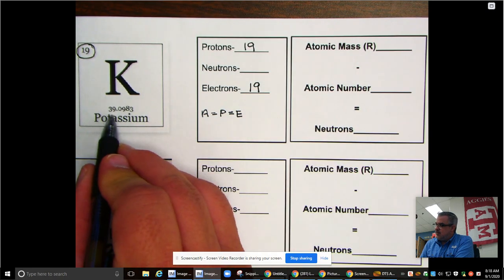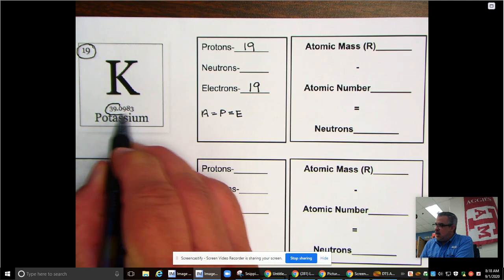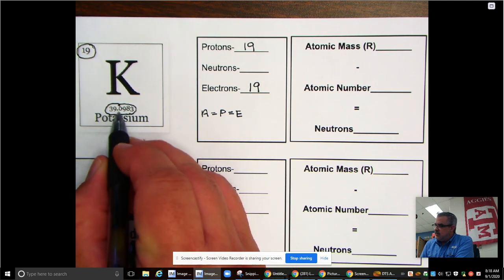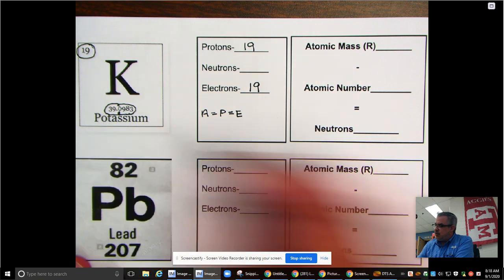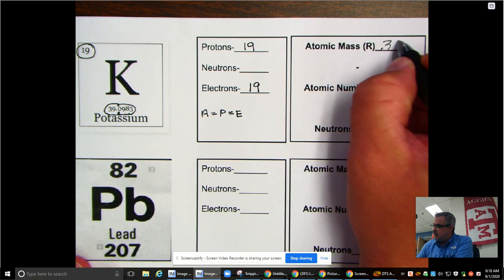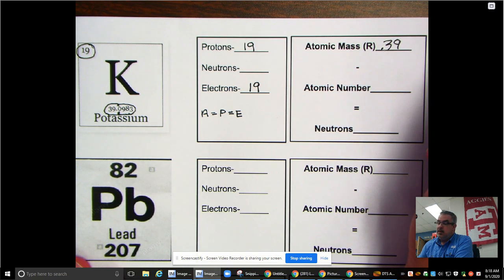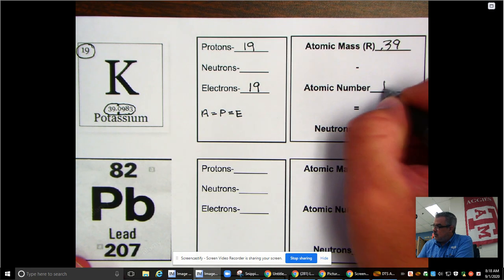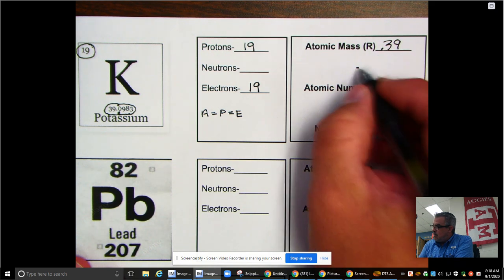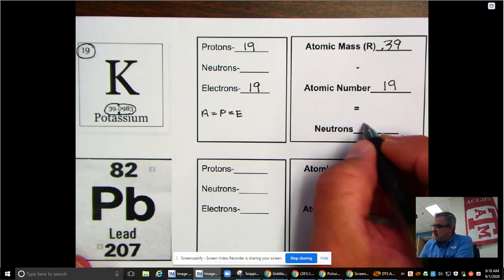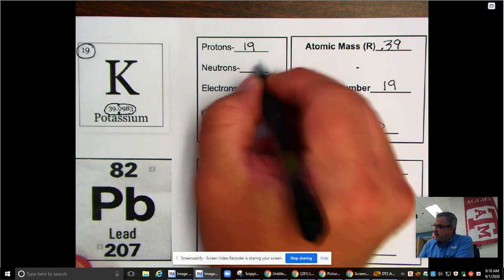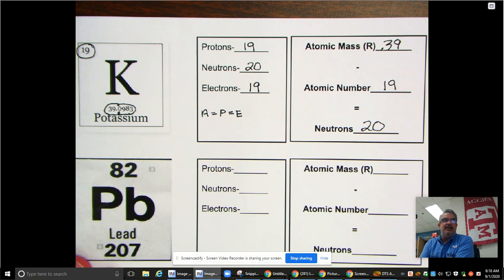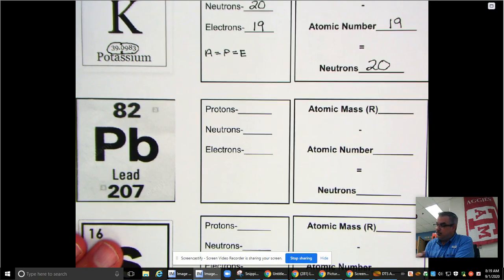So the atomic mass of potassium is 39.09. There's a 0 here, so we're just going to round the atomic mass of potassium to 39. The atomic number of potassium is 19. And so 39 minus 19 gives us 20 neutrons. So we would have 19 protons, 20 neutrons, and 19 electrons. Okay, so let's do another one.